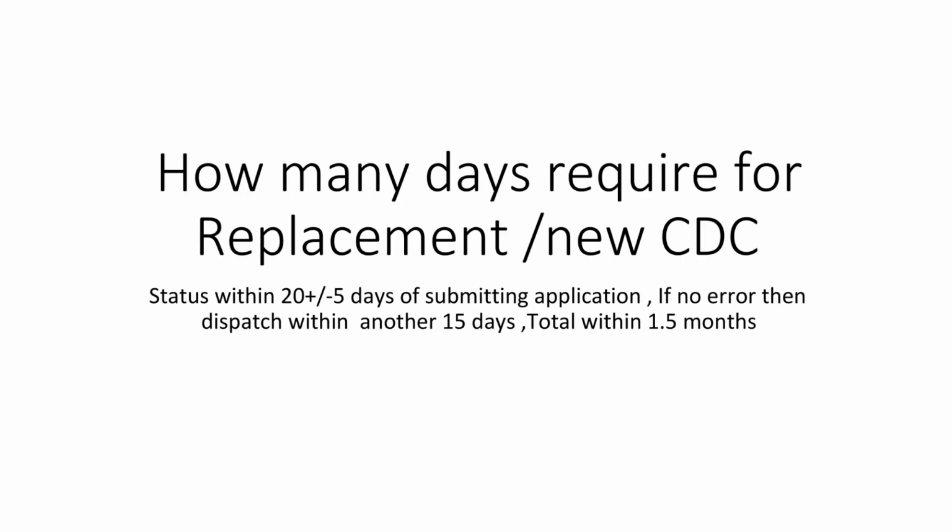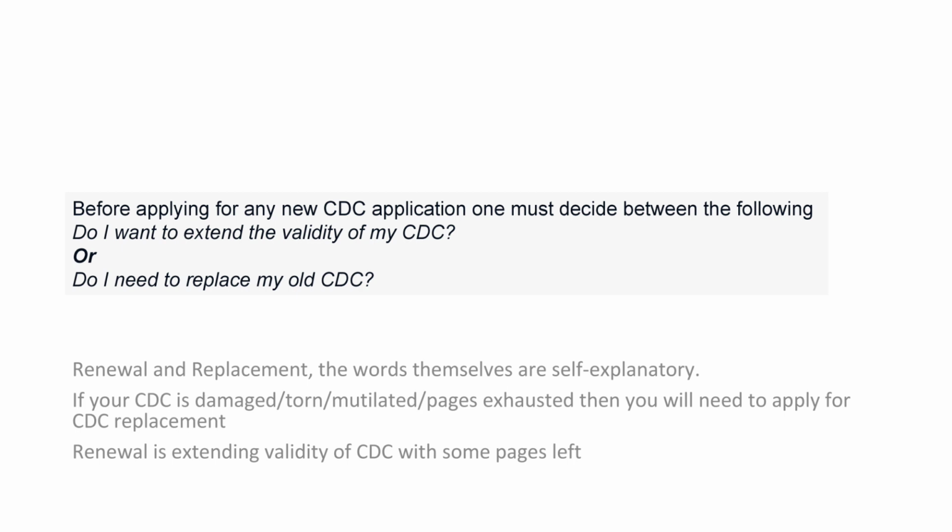How many days are required for replacement or new CDC? You should get a status within 20 plus or minus 5 days of submitting the application. If there is no error, then you should get dispatch within another 15 days, a total of 1.5 months. This is for replacement CDC and new CDC. Renewal sticker is faster. Before applying, one must decide between the following: do I want to extend the validity or do I need to replace?